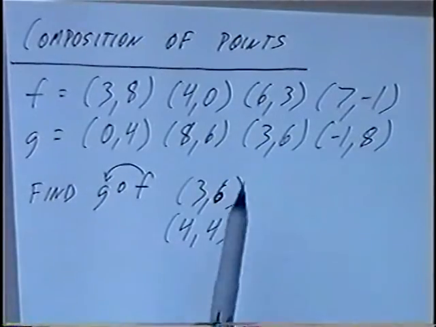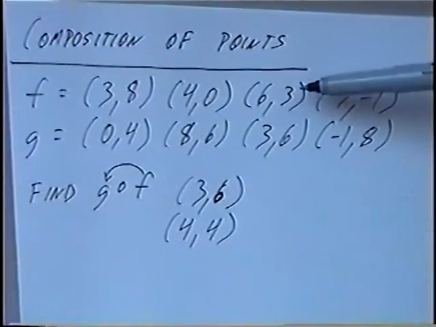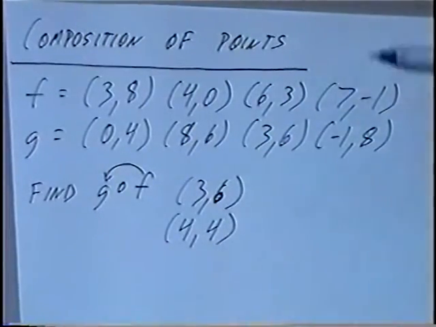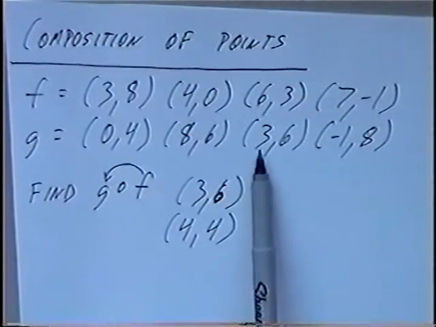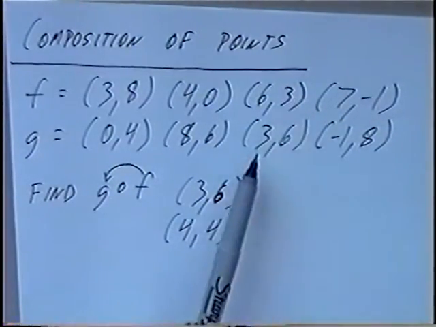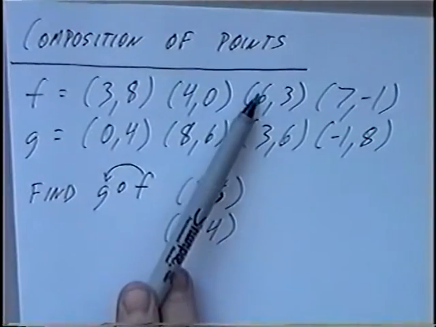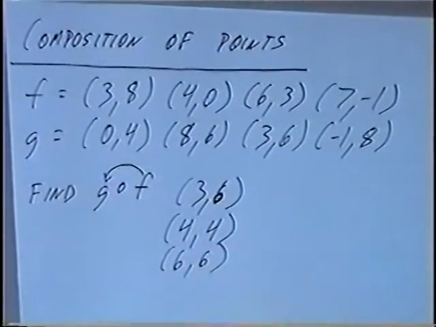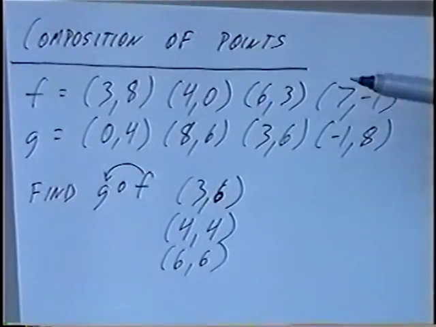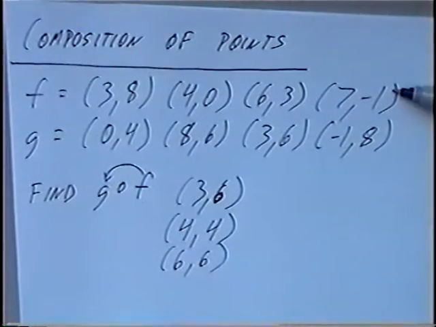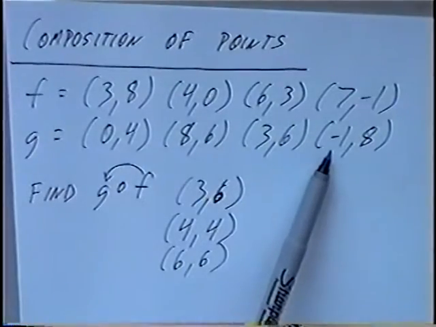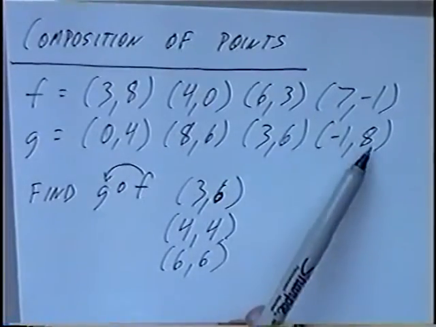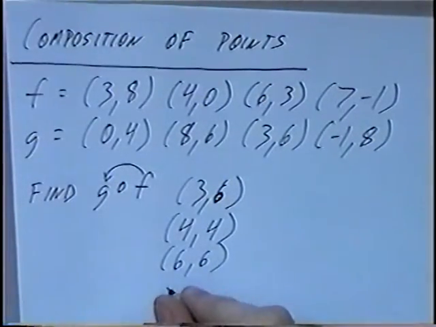The third point, 6 comma 3, and again we'll match the 3 up with the x value in the g function, which would be the third point. So 6 comma 3 will match up with 3 comma 6, matching the y value with the x value, and then the answer will be x comma y, or 6 comma 6. And the last point, 7 comma negative 1, matching up the negative 1 with an x value of negative 1. So the y value matches with the x value. The answer will be x comma y using the other numbers, which would be 7 comma 8.